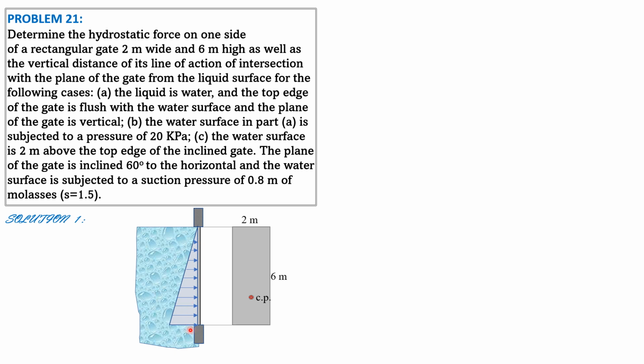So this is the pressure diagram. The pressure here is pressure at the top, which is 0, plus specific weight of water times 6. The plane of the gate is vertical in part A.